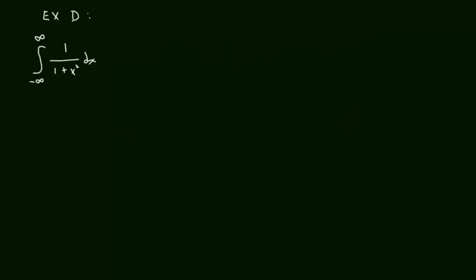Now for example D, the final example of part 1. This one's kind of fun. Not kind of, this one's really fun. We have two bounds, both of them are undefined. So the first thing I'm going to do, so that I have something defined, I'm going to break this up at any number that I want. I'm going to choose the number 0. So from negative infinity to 0, 1 over 1 plus x squared dx, plus the integral from 0 to infinity, 1 over 1 plus x squared dx.